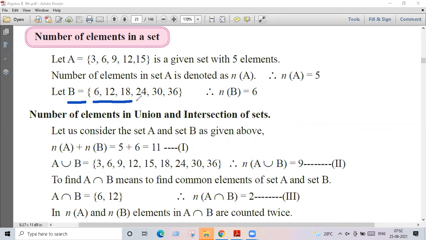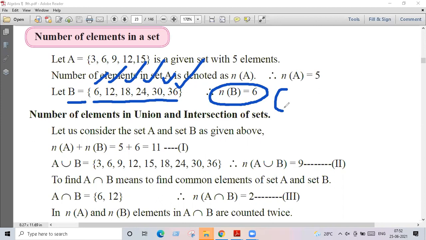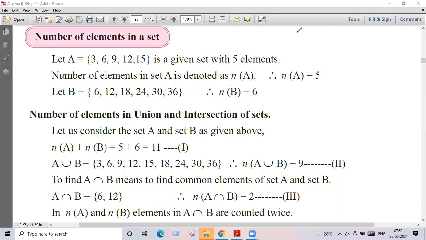B is 6, 12, 18, 24, 30, 36. So count: 1, 2, 3, 4, 5, 6. So there are 6 elements, you can write here n(B) is equal to 6. Number of elements in set B is 6. There are 6 numbers. Okay?